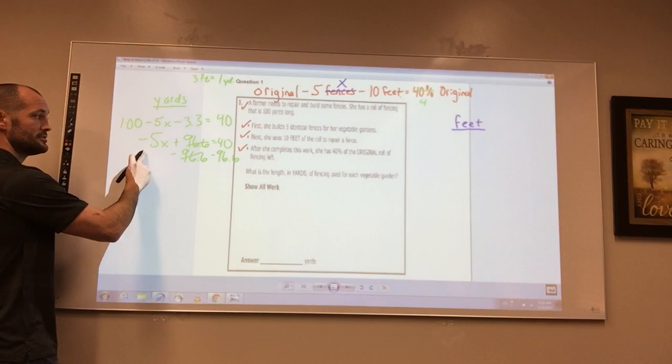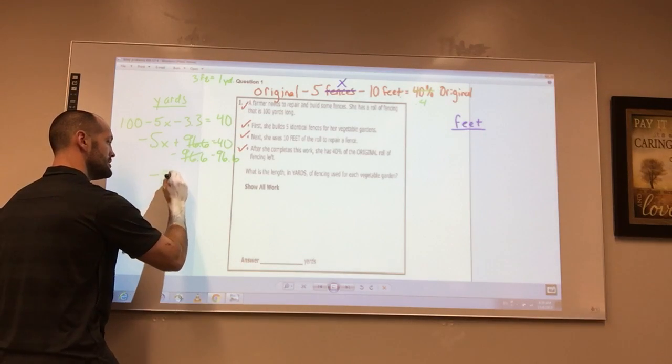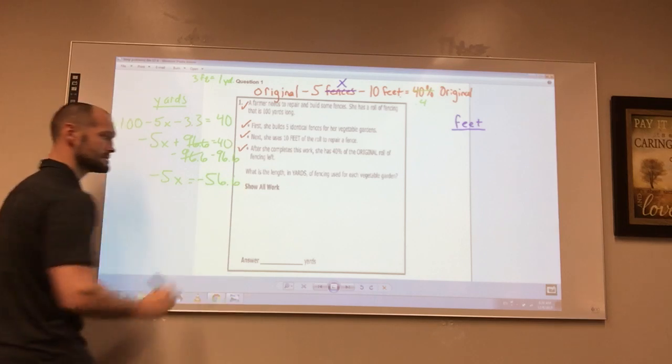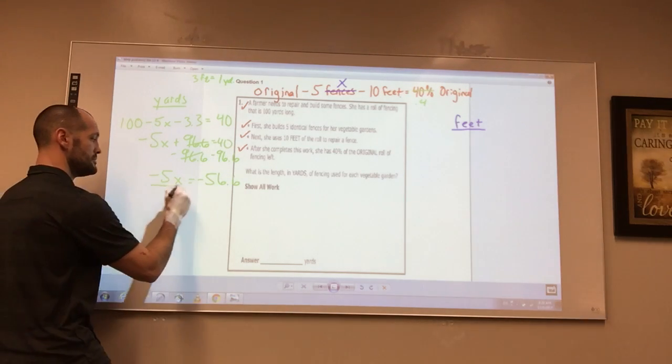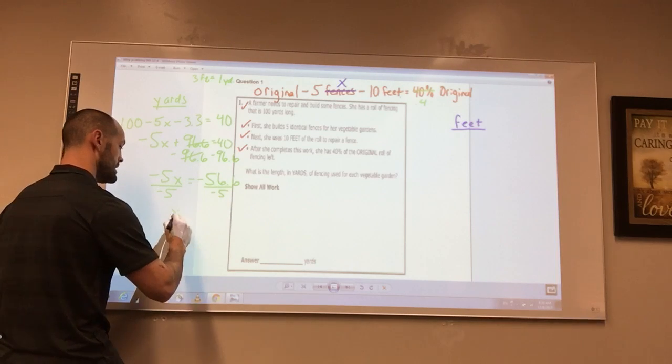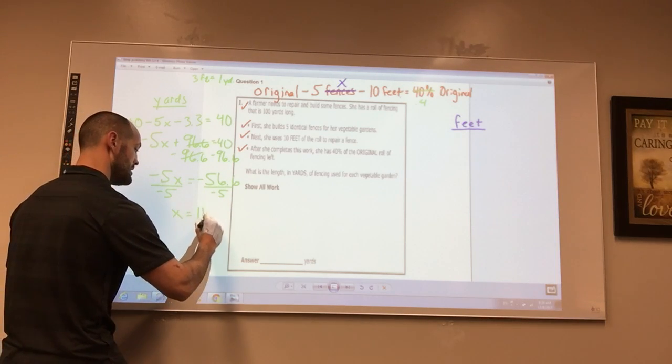Do not lose your negative. It's still a negative 5x equals negative 56.6. Divide both sides by negative 5. We get x is 11.3.